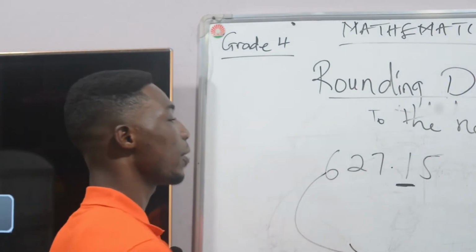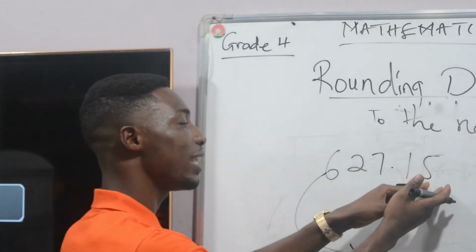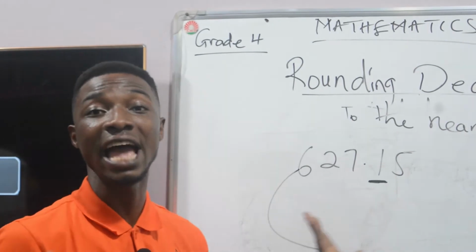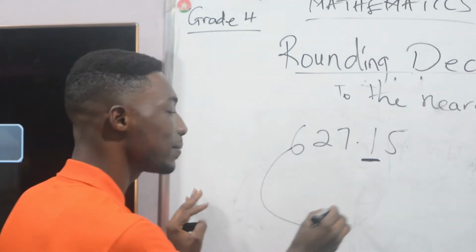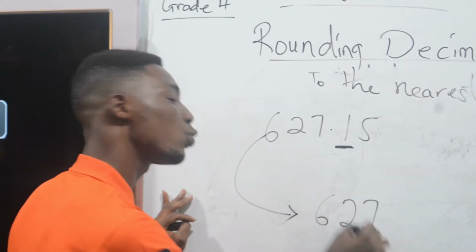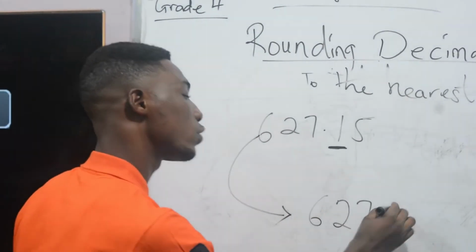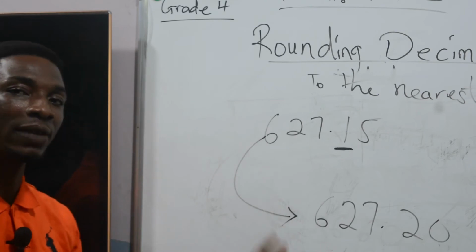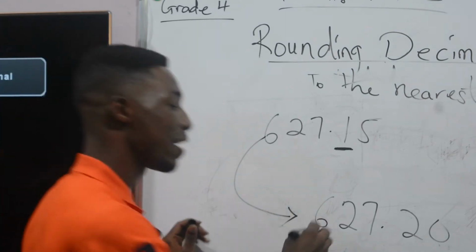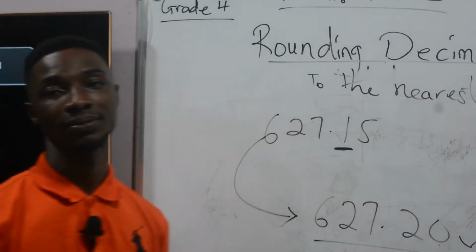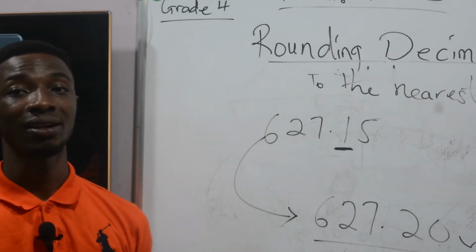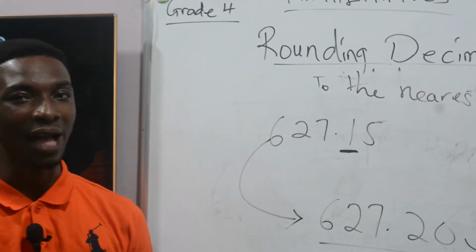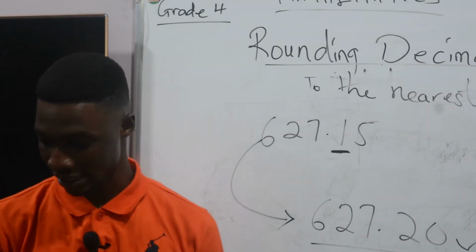So what I do here is I take 1, I add it to this, so I get 2. Then I replace the 5 with 0. So the result becomes 627.20. 627.20 becomes my final answer. So now, let's take another example and see how we go about it.